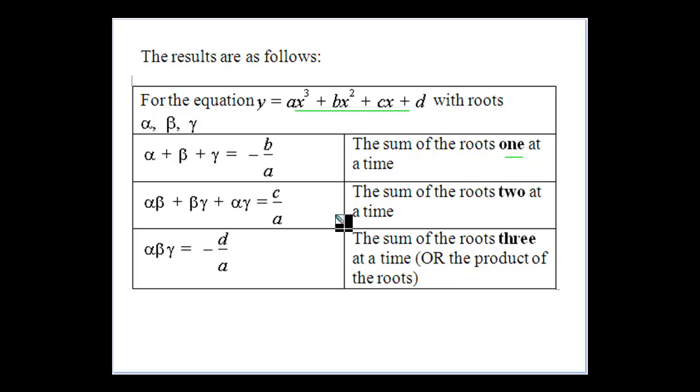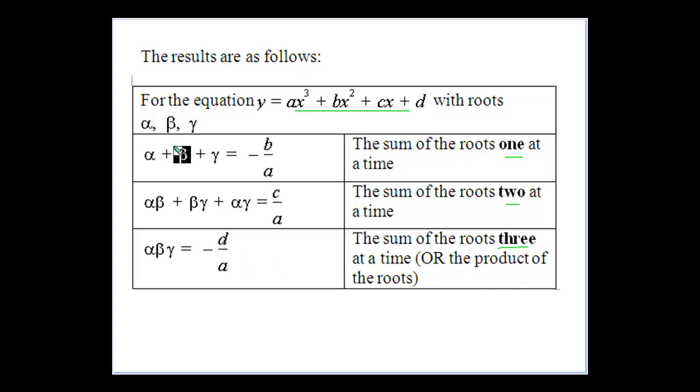So we take a multiplication of 2 of the roots and then sum them together, and that gives us c on a. And alpha times beta times gamma is given to us by minus d on a. We take the d there, which is the constant, over a, and it's negative. So this is the sum of the roots 3 at a time, or what we generally call the product of the roots. So we have that situation for the cubic.